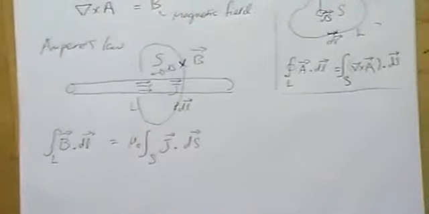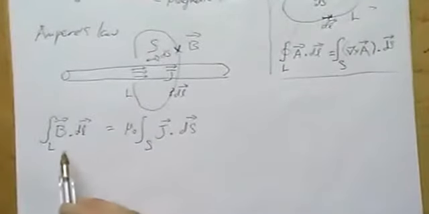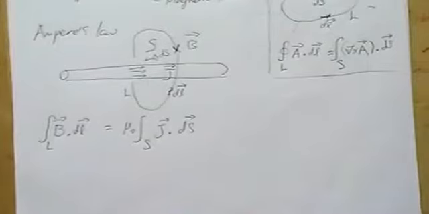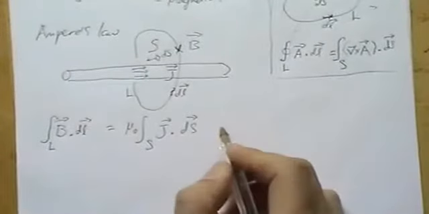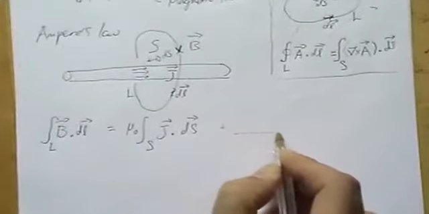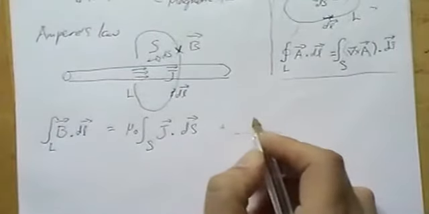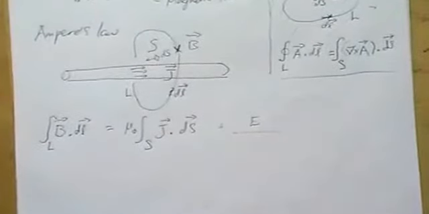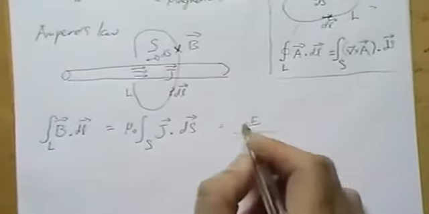Now, using Stokes Theorem, this is also written differently. By the way, there's supposed to be a displacement current term involving a changing electric field.